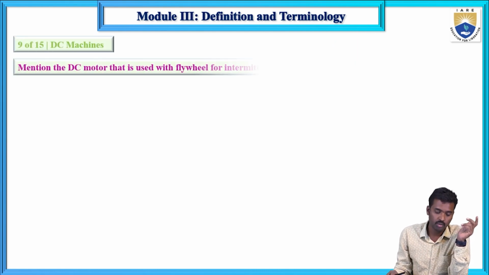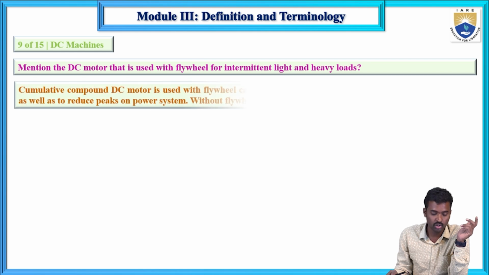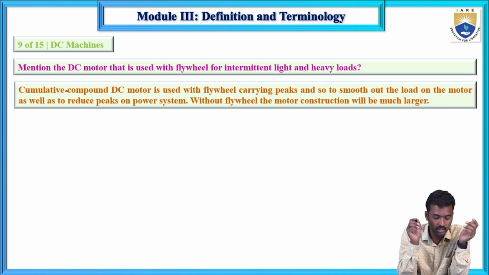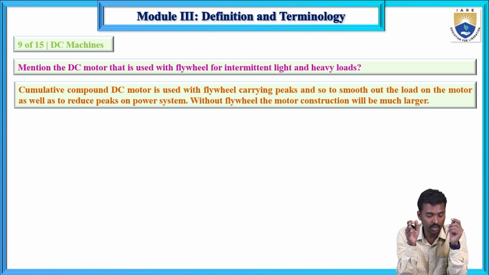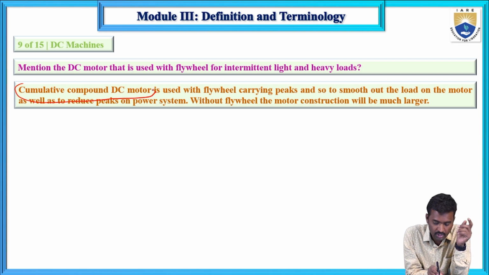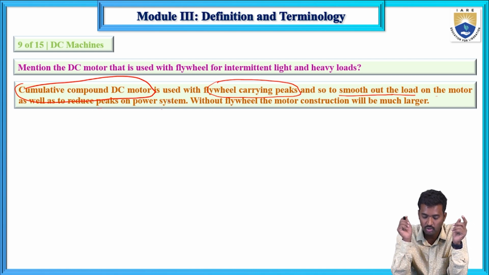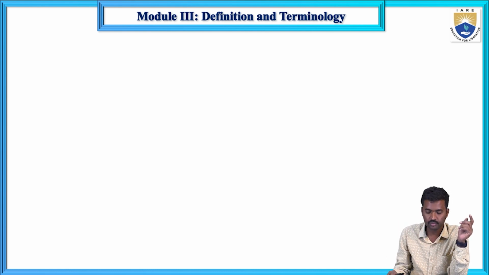Now next, mention the motor that is used with a flywheel for intermittent light and heavy loads. Here, in the compound motor there are two types, cumulative and differential DC motors. The cumulative type is used with a flywheel carrying the peaks, to smooth out the load on the motor as well as to reduce the peaks on the power system. Without a flywheel, the motor construction would be much larger.